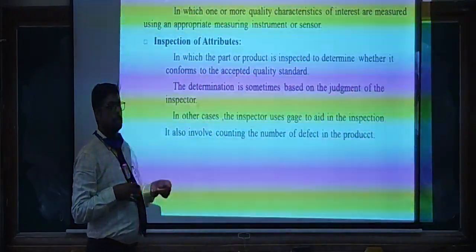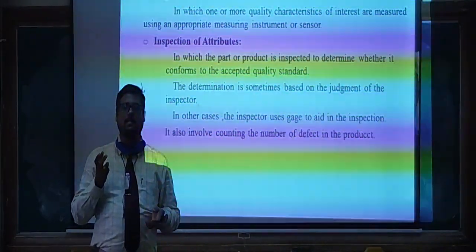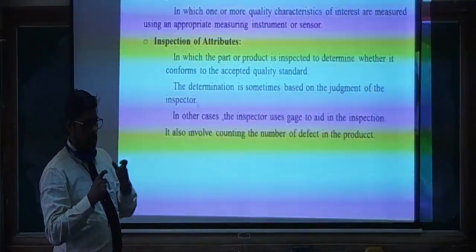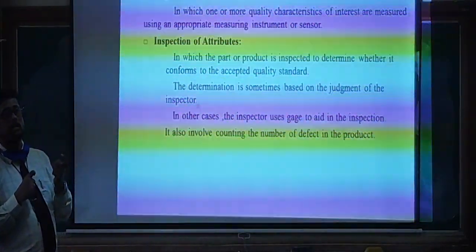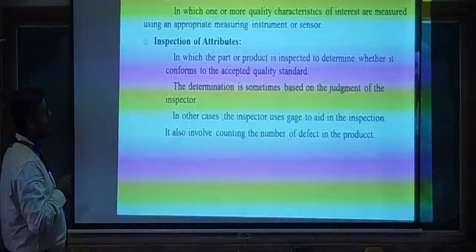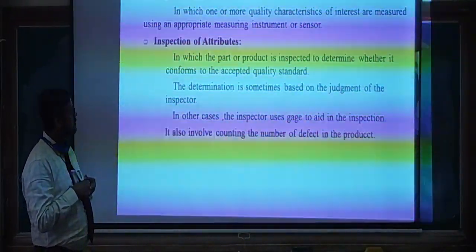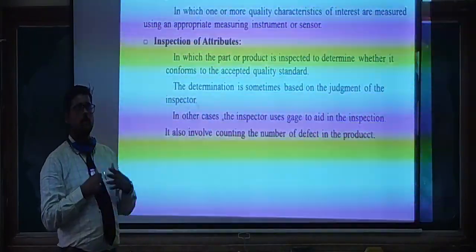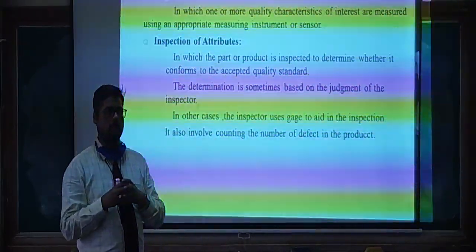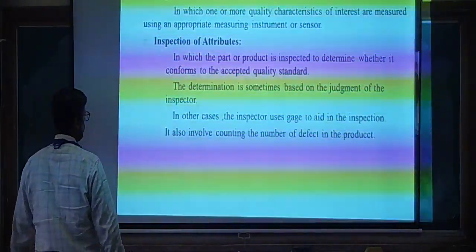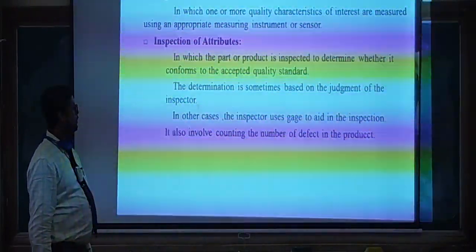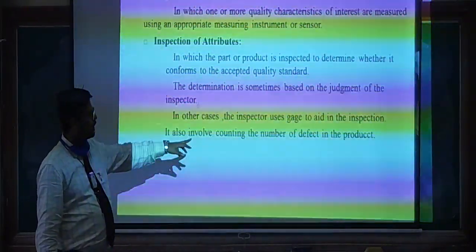So whether that particular part is accepted or not, whether that particular tolerance is within the limit or not, is the judgment of the inspector. And in other cases the inspector uses gauges. Otherwise he will use the gauge and check whether it is conforming or non-conforming, and aid of the inspection. It also involves counting the number of defects in the product.